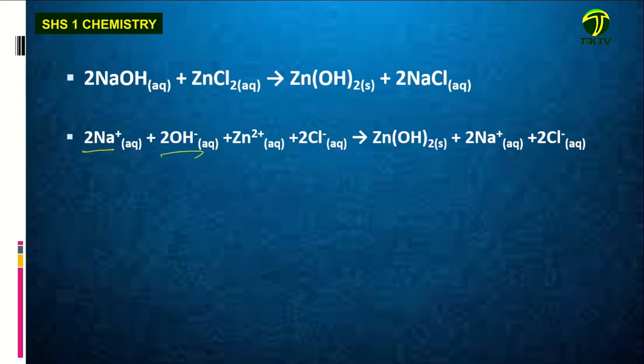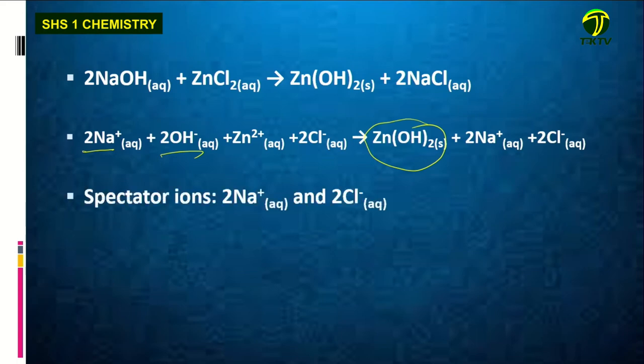But when we come to zinc chloride, we have Zn2 plus and 2 Cl minus. So you see that the zinc hydroxide is solid and we did not break it. We didn't break it because it is in a solid state. If you look at these, we could identify the spectator ions. We could see that Na plus and Na plus are the same. And then we have 2Cl minus and 2Cl minus also in the same form.